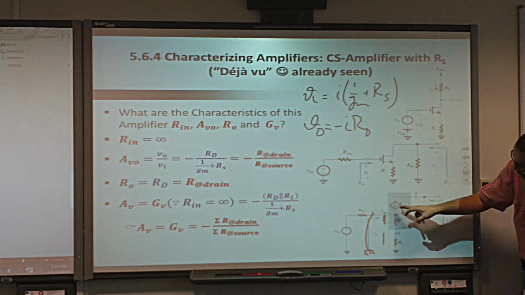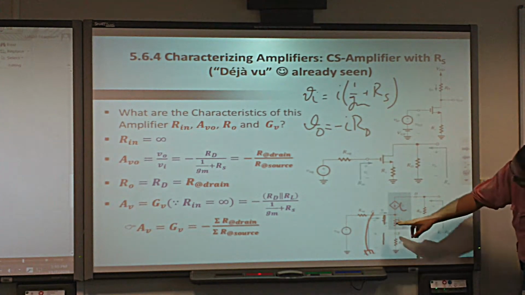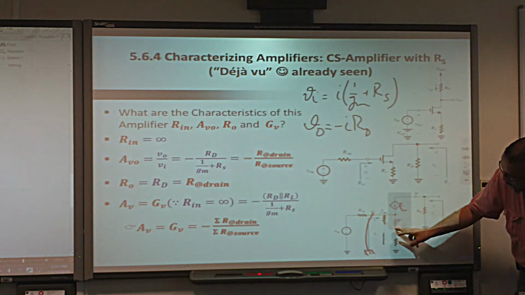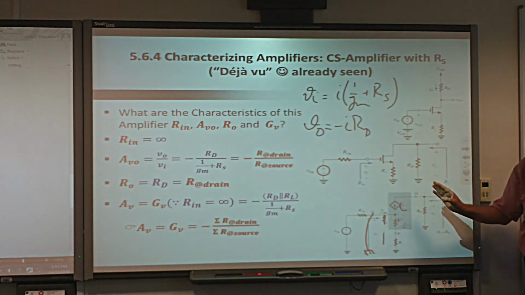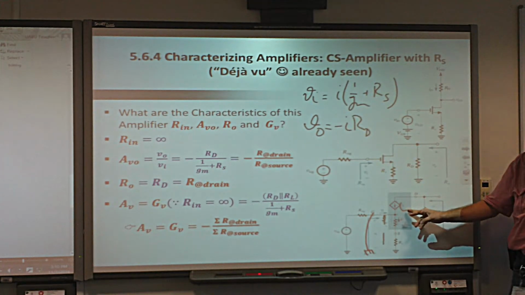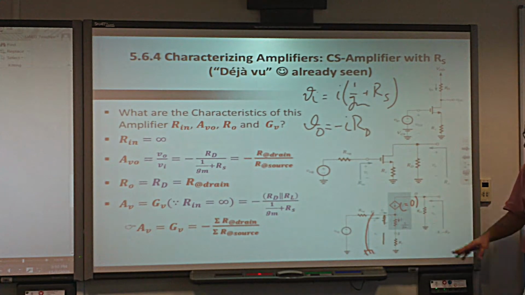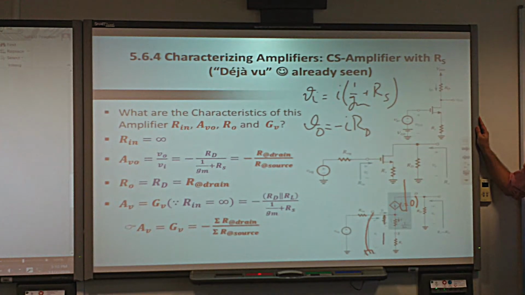First of all, because I know this current is dependent on VGS, yes or no? So when I connect this to the ground, I make VGS equal to 0 in this case, yes or no? And if I make VGS equal to 0, this current automatically goes to 0. Boom. And I have an open circuit, yes or no?